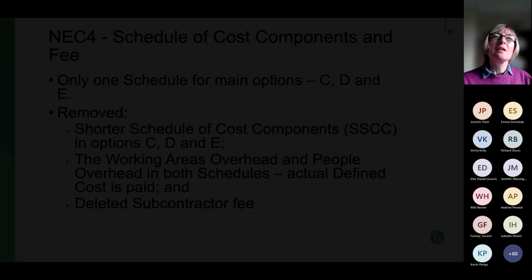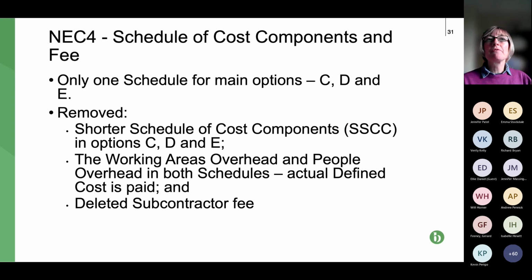Next slide, please. So what we're going to look at now, just very quickly, is how NEC4 differs from what we've seen the schedules cover in NEC3. So the big change for options C, D and E is what we've already talked about, in that there's no option now to use the shorter schedule if both parties decide they would like to. And in my experience, it's never been used anyway. So that's been removed. I think it simplifies it.